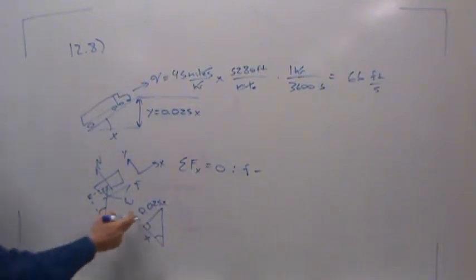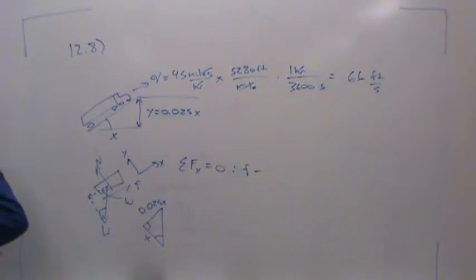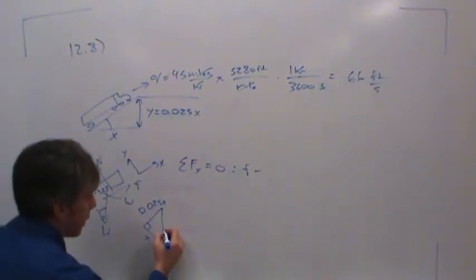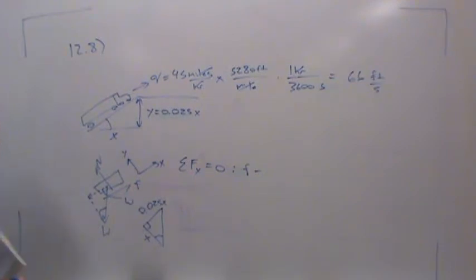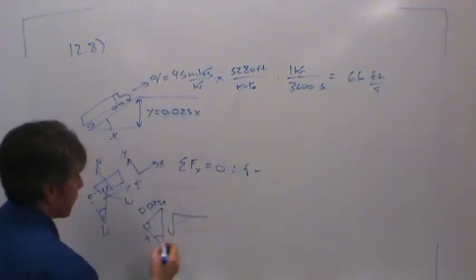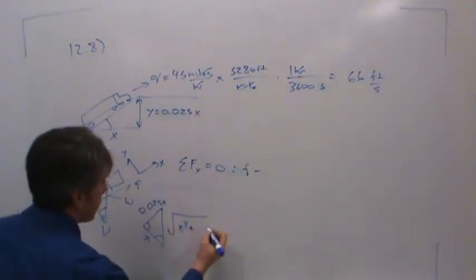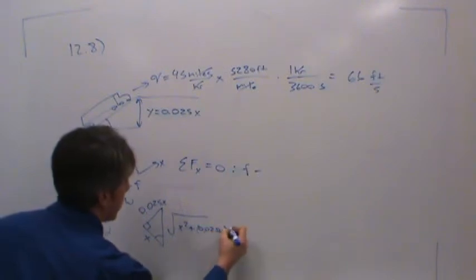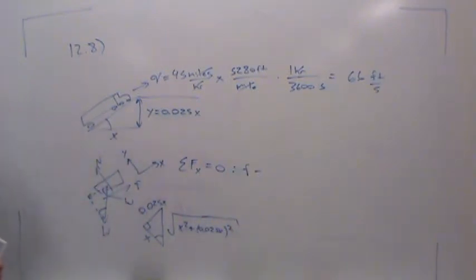Okay? That's this side. So if I want to find out this fraction of the weight, then I'll need this side as well. How do I calculate the length of the hypotenuse? A squared plus B squared, that's right. So I need x squared plus 0.025 x quantity squared, and then square root, right?